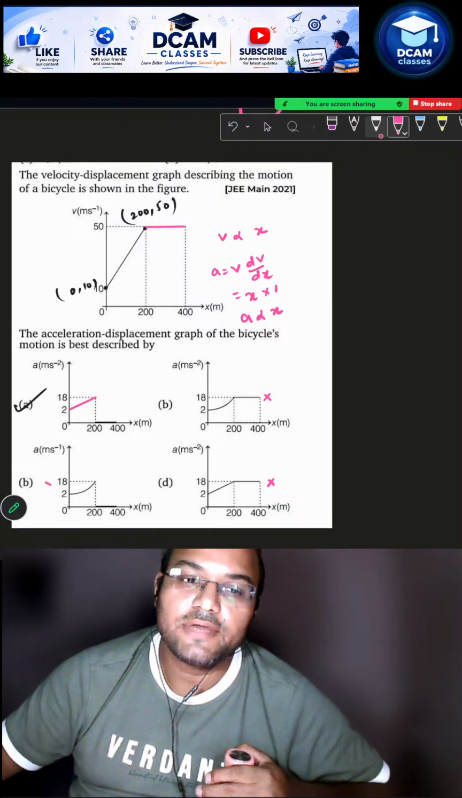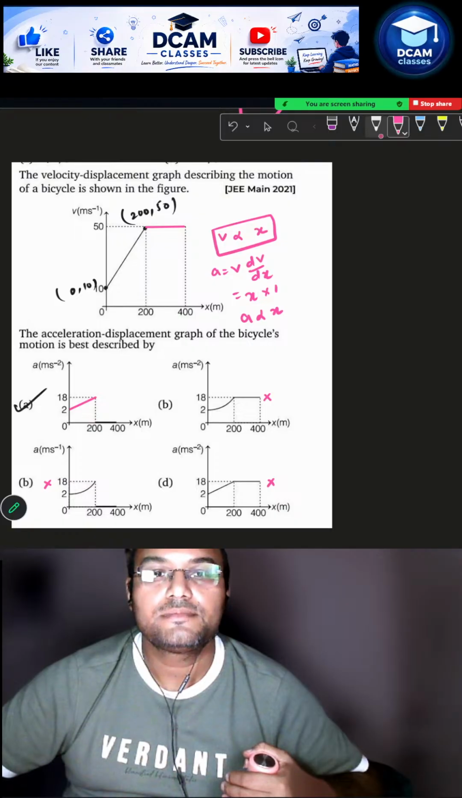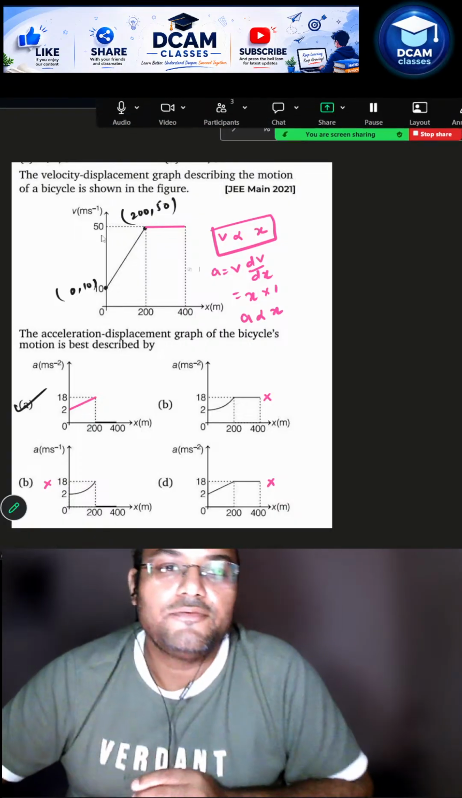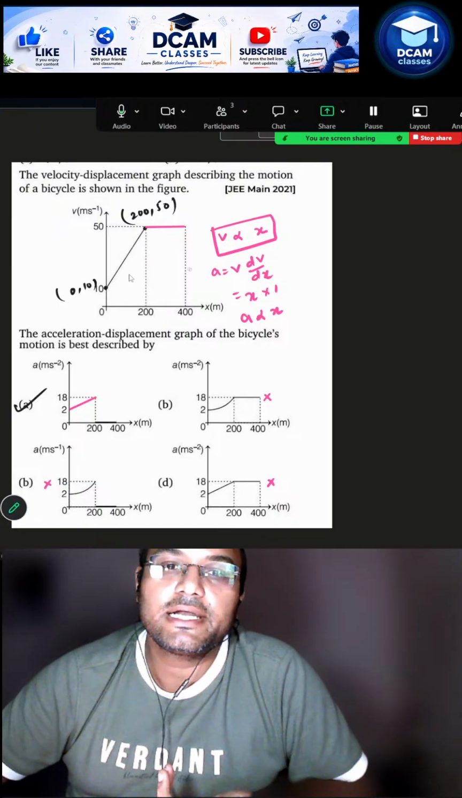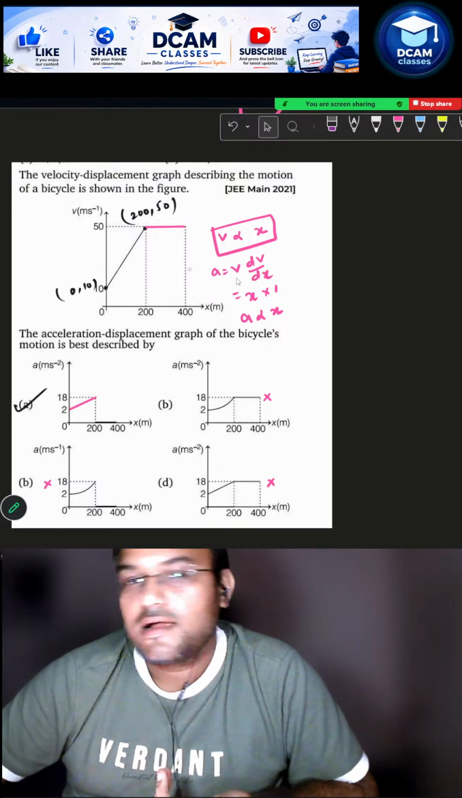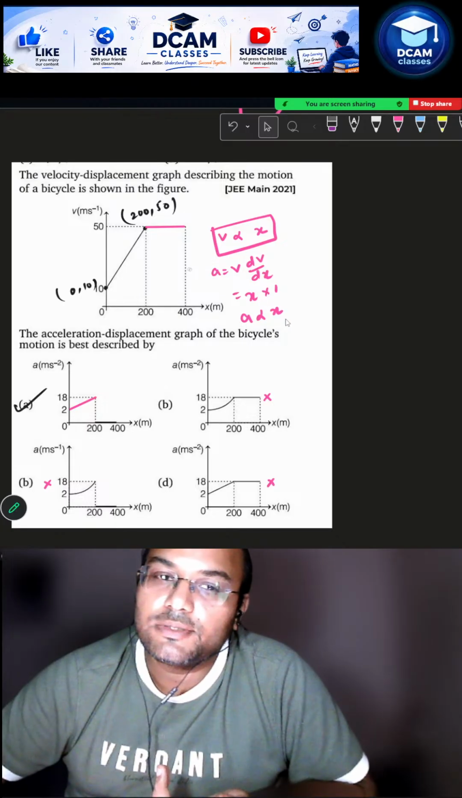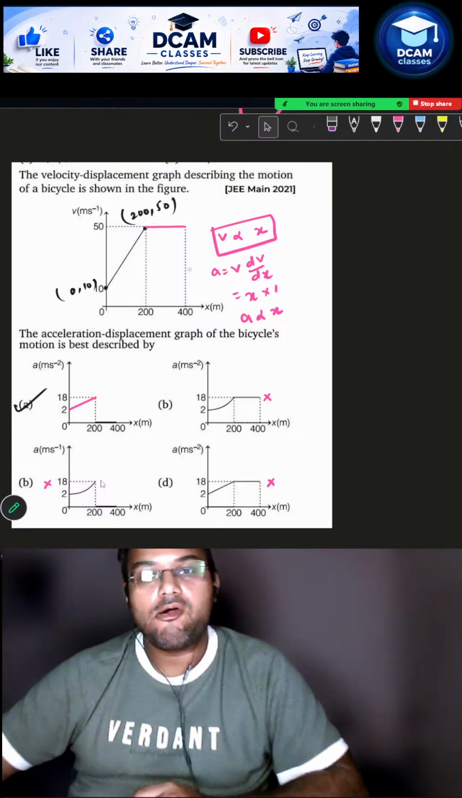That's why I can remove this one. This is how you can do it very easily without proper solving. Just see, v is proportional to x here. The second one is a straight line. So acceleration is v dv by dx. So acceleration would be x and dv by dx is 1. So acceleration will also be proportional to x. So it should be a straight line rather than parabolic. Got it?